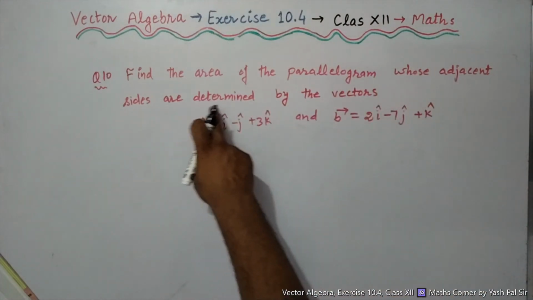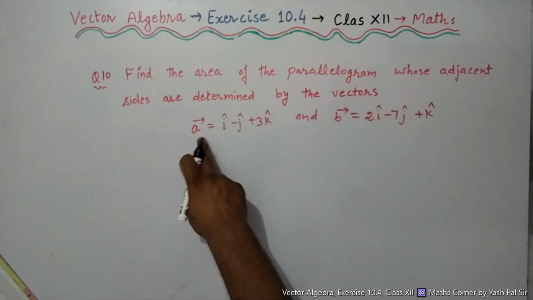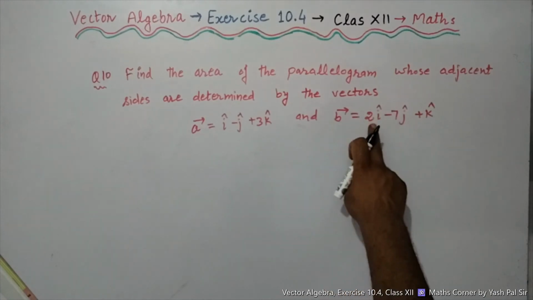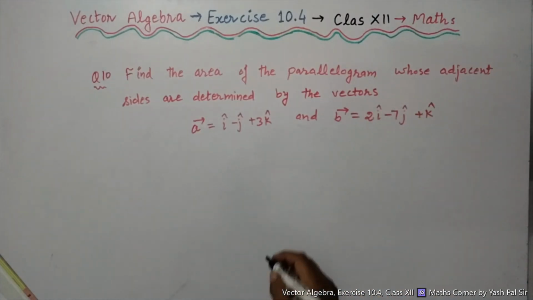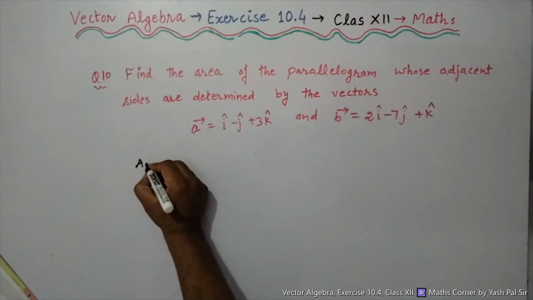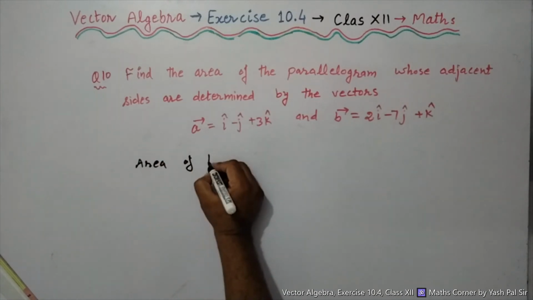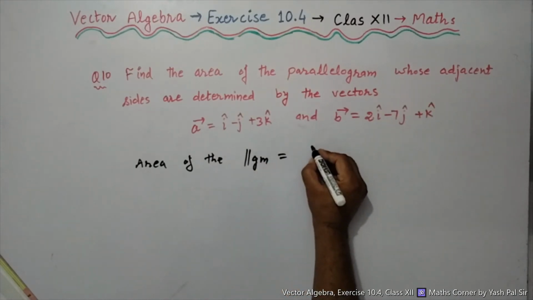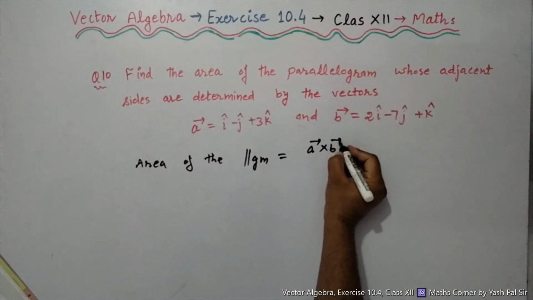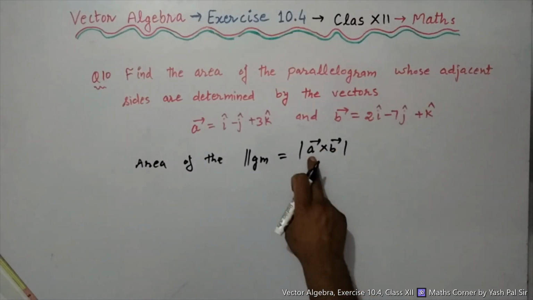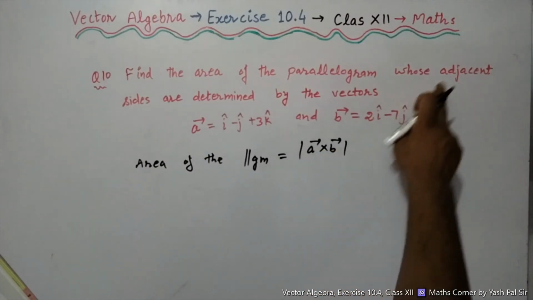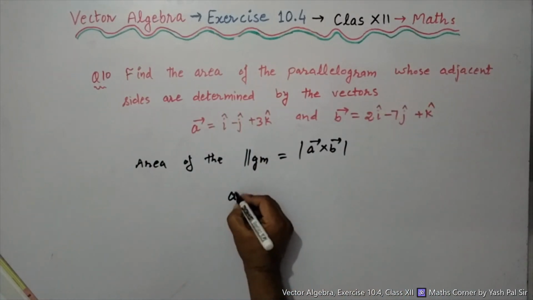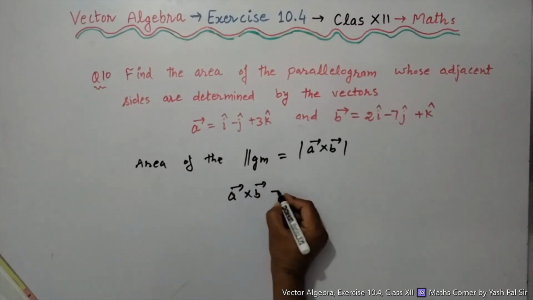Question number 10. Find the area of the parallelogram whose adjacent sides are determined by the vectors. Vector A is equal to i minus j plus 3k. Vector B is 2i minus 7j plus k. So we know that area of the parallelogram is equal to the magnitude of A cross B, where A and B represent the adjacent sides of the parallelogram.